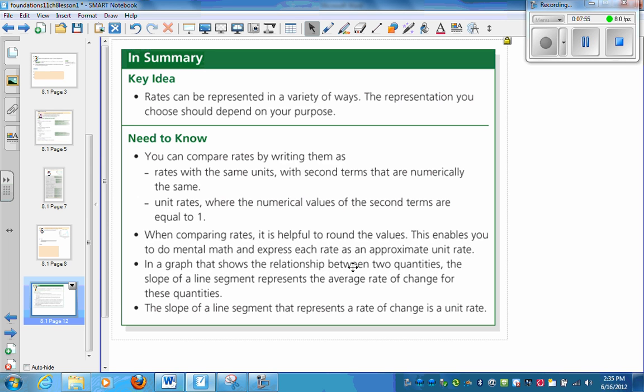When comparing rates, it's helpful to round values. This enables you to do mental math and express each rate as an approximate unit rate. In a graph that shows the relationship between two quantities, the slope of a line segment represents the average rate of change for those quantities. The slope of a line segment that represents a rate of change is a unit rate.